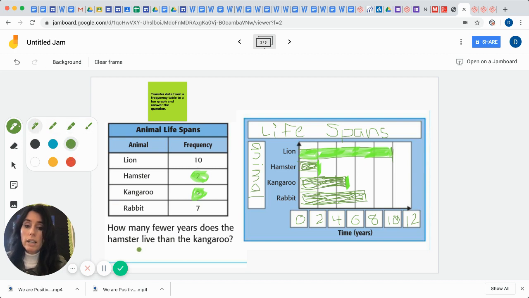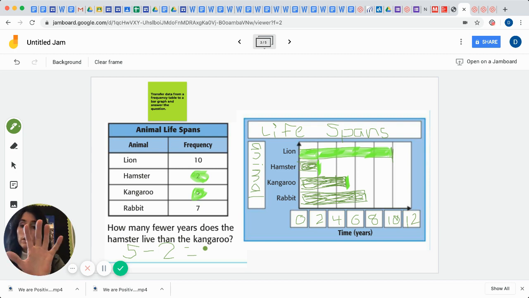So we would say, and always start with the bigger number, 5 take away 2 equals what? 3. You're right. So the kangaroo, which is 5, lives 3 more years than the hamster does. That's how you interpret that, or you make sense out of that number sentence.